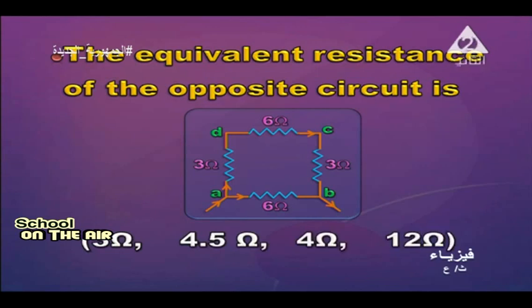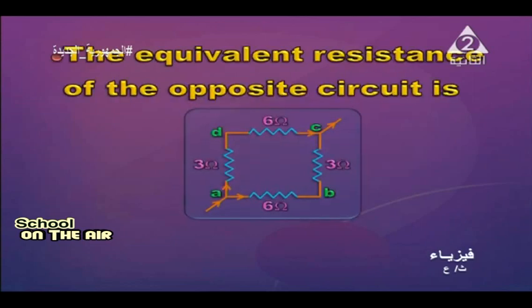So what about the equivalent resistance? Is it 3, 4.5, 4, or 12? Of course 4. Why? As I said. And what if the current enters at A and leaves at C? So we've got 3 and 6 forming a resistance of 9 connected to 9 also.